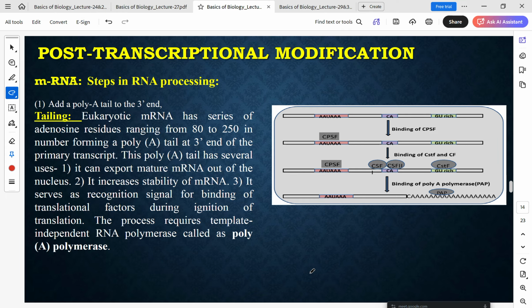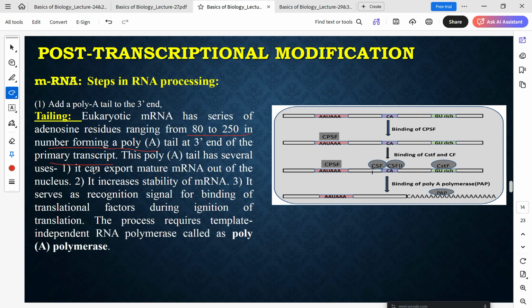There is one more step, tailing or addition of a poly A tail, wherein a series of adenosine residues ranging from 80 to 250, forming a poly A adenosine tail at the 3' end of the primary transcript, is added. As I said, there are certain molecules that will recognize these 5' cap and poly A tail sequences to know that the entity is an RNA molecule.